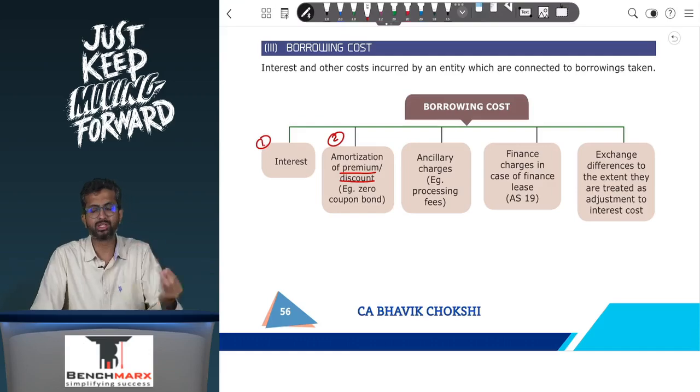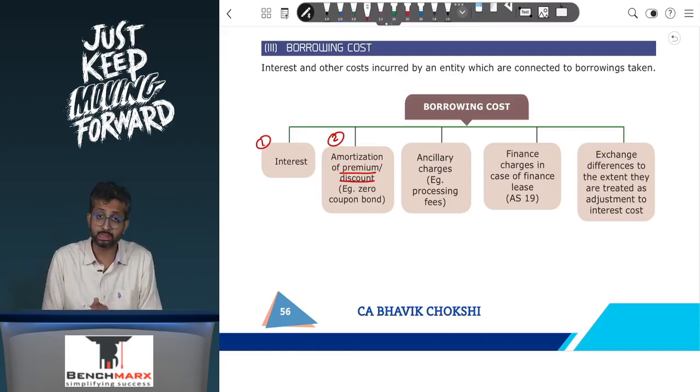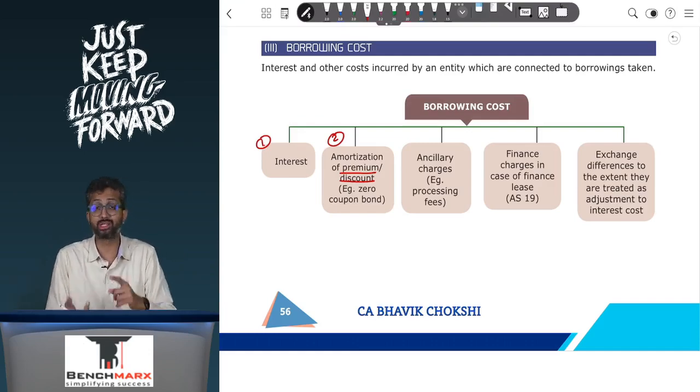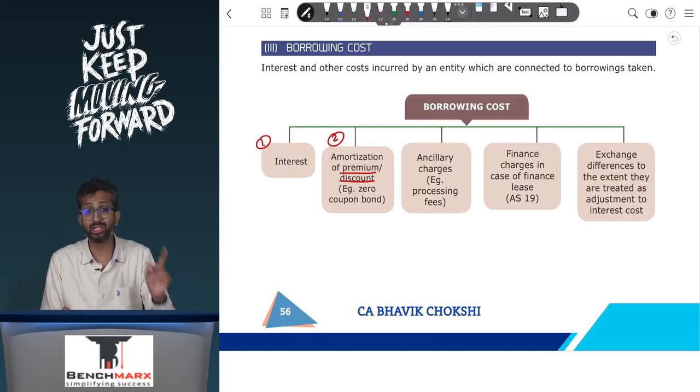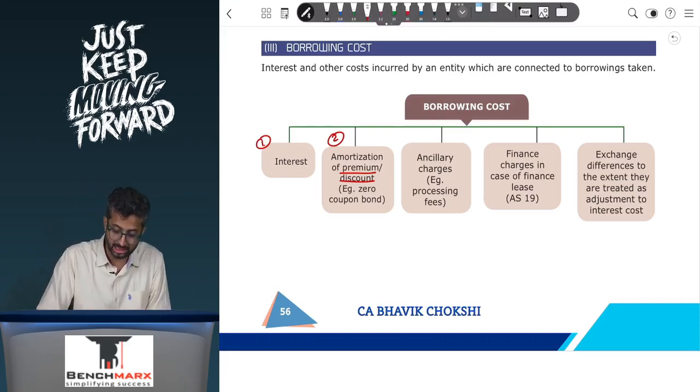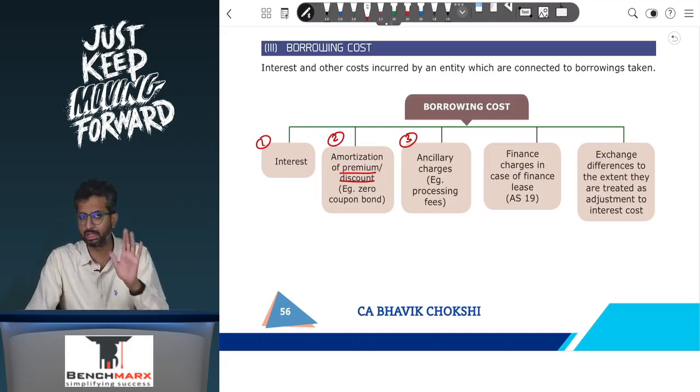The third one is there can be charges connected to the borrowing, like bankers can levy a processing fee or transaction charges. Now this processing fee or transaction charges are being paid because you took the borrowing. Another ancillary charge, whatever it is a cost connected to the borrowing, and as a result, these are ancillary charges which are like processing fees are also connected to the borrowing and hence will be treated as a borrowing cost. Now, these three are generally understandable.